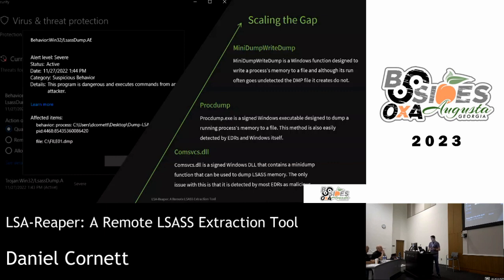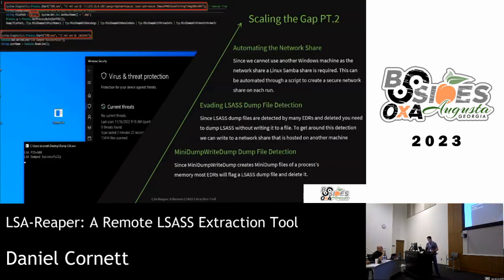So we come to MiniDumpWriteDump. This is a function within Windows' Debug Help library. What it does is it takes a process ID and a file handle, and you can put it straight into a program, and it'll run that function and dump that process memory to a file. So for part 2 of Scaling the Gap, I did go with this MiniDumpWriteDump function.